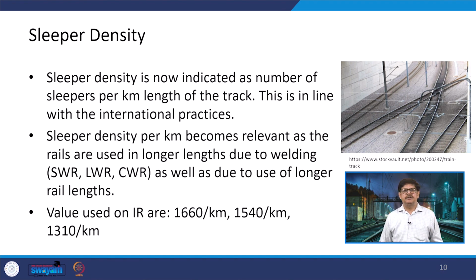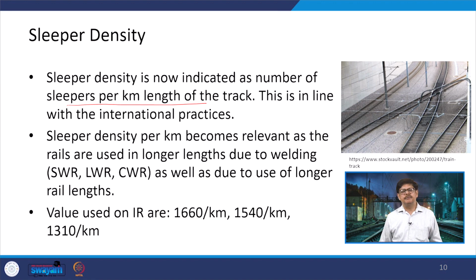Now, sleeper density is indicated as the number of sleepers per kilometer length of track. Previously, we said that m plus 4 to m plus 7 gives you a value for one rail length. If the rail length is 25 meters, it will come accordingly. If the rail length is 12 meters, it will come in that form. But the universal practice across the world is to talk about the number of sleepers per kilometer length of the track. So, this value is going to be much more than in the previous case, when we said m plus 4, 12 plus 4, 16. That will not be the case.